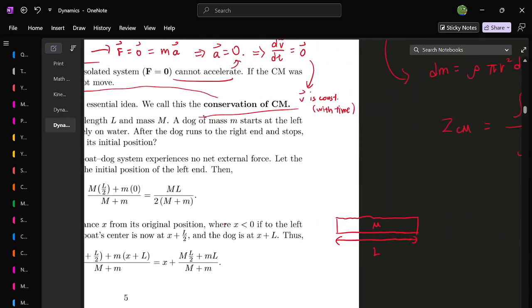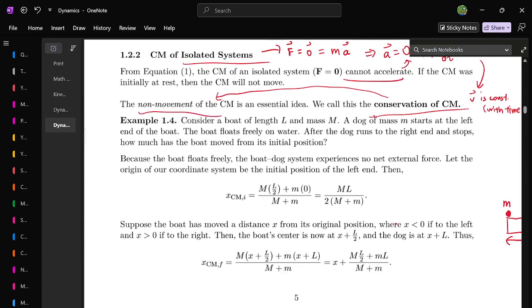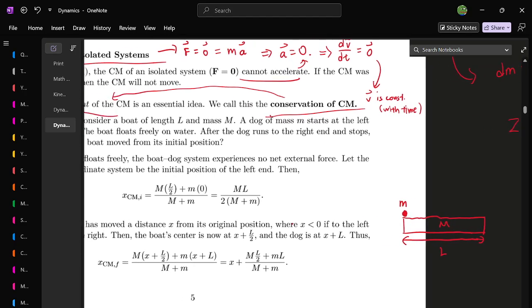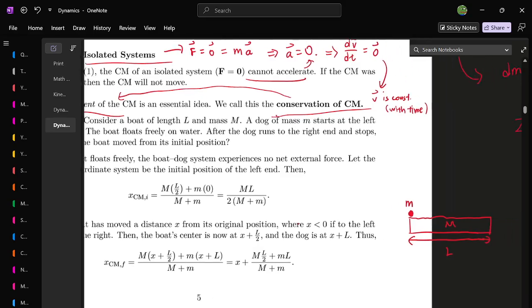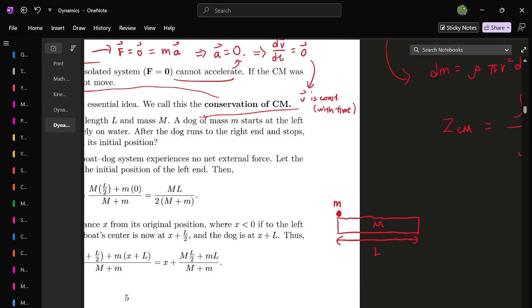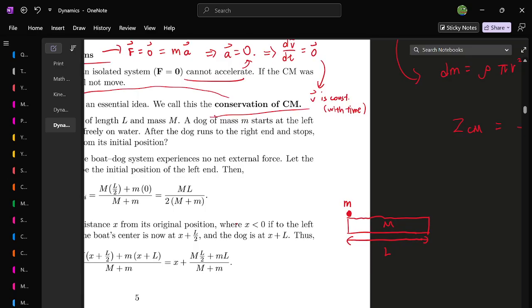And we have a dog of mass small m at the left end of the boat. So this is floating freely in water. What this means is that there are no other forces that interrupt the boat's motion or damp the boat's motion. So now what happens is that this small m here goes to the right end of the boat and then stops. We want to find how much the boat has moved from its initial position here.